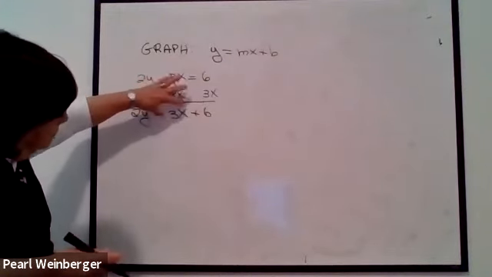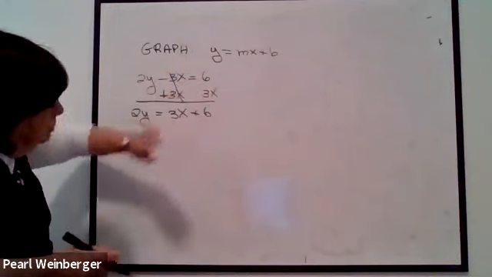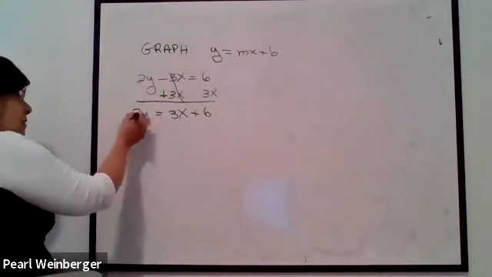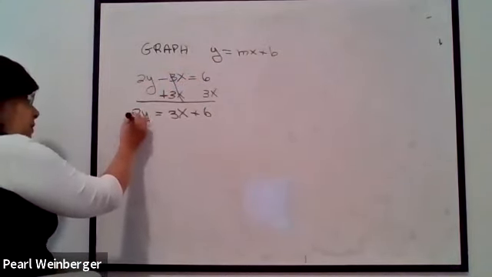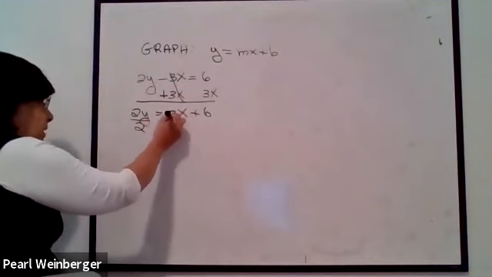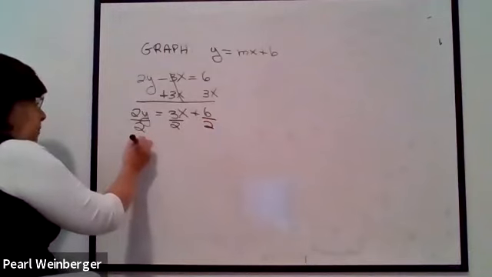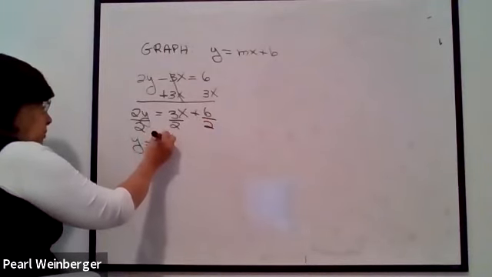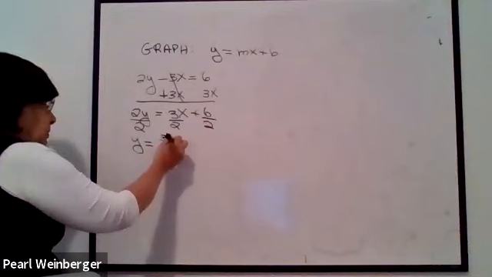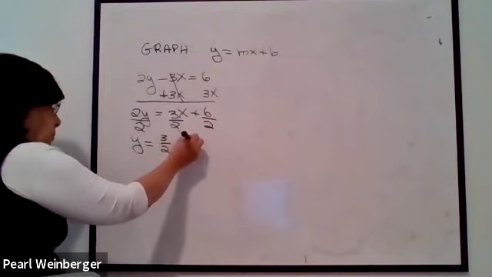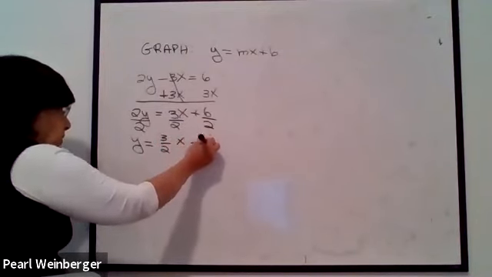So I always like to put the x term first and the numbers separate second, and then I divide everything by the coefficient of the y, which in this case is 2. So in simplest form, that becomes y equals 3/2 x plus 3.